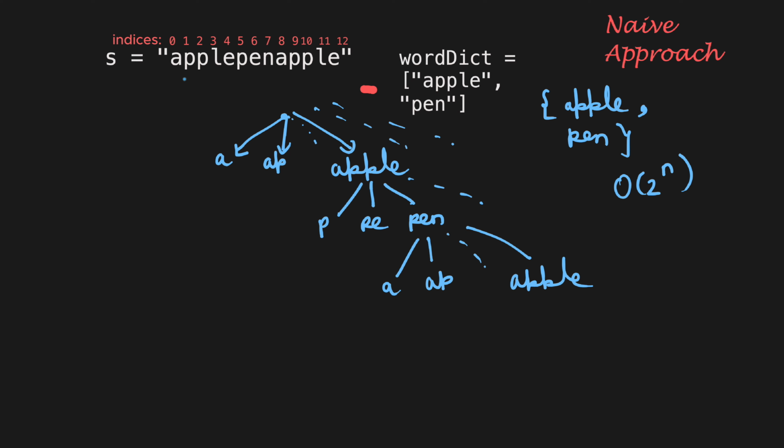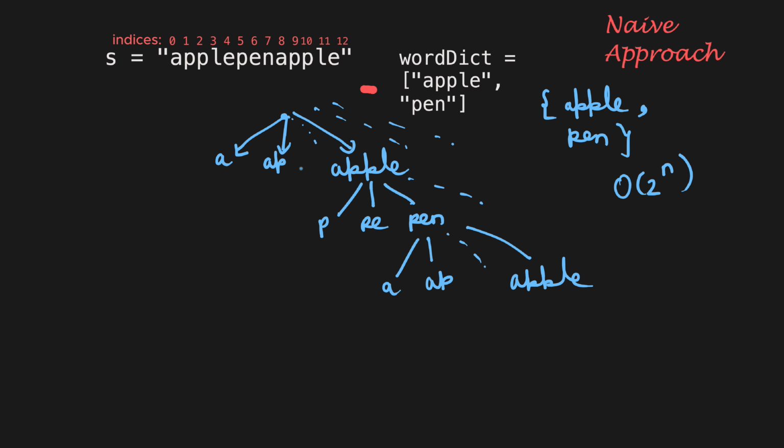Because in the worst case, each character of the string is checked for all possible splits, which leads to n-1 potential cut points between the characters. And then the algorithm decides whether to make a word break there or not, leading to a binary choice at each point. Hence, the overall time complexity will be O of 2 to the power of n.